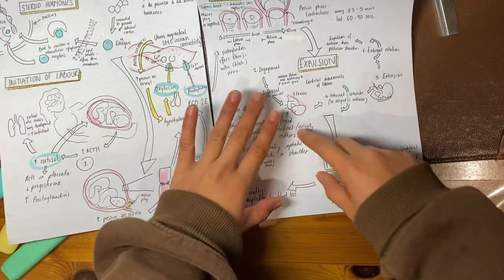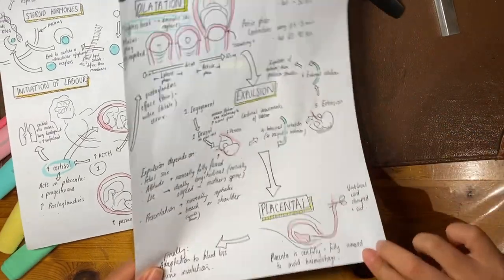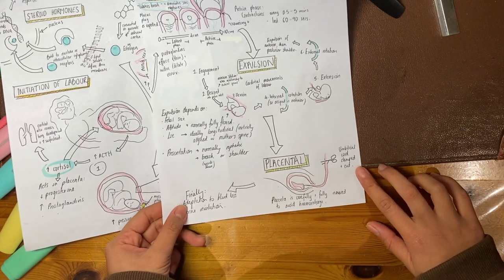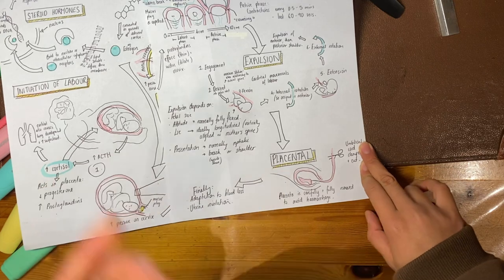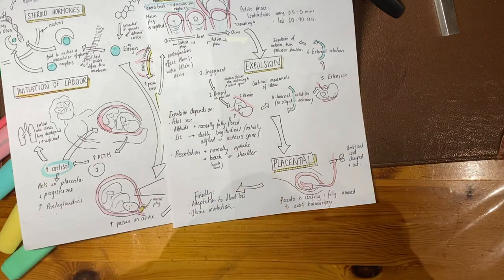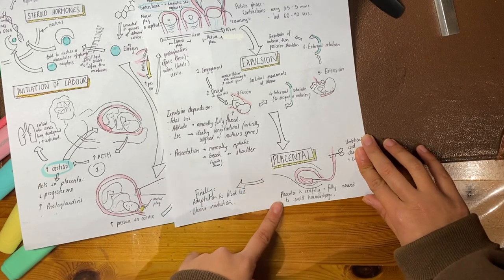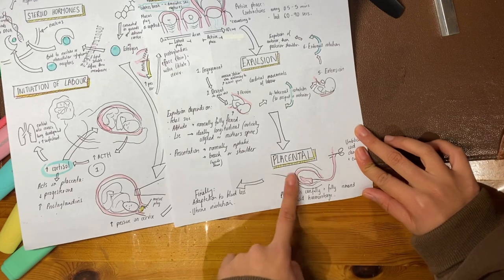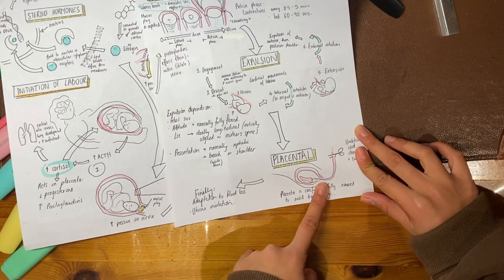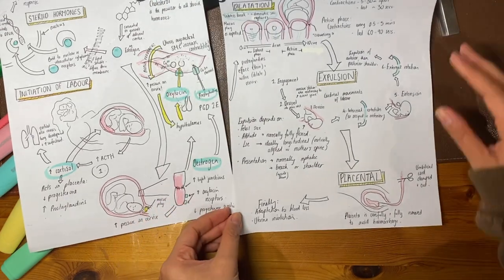So after we have expulsion of the fetus, we then have the umbilical cord clamped and cut, and we enter the placental stage of labor, which is the third and mostly seen as the final stage of labor, where the placenta is carefully and fully removed to avoid hemorrhage. And this is a very important process here, and is usually initiated by the body.